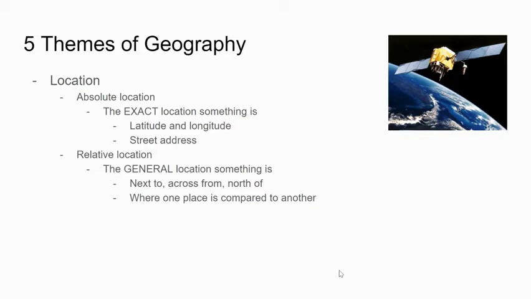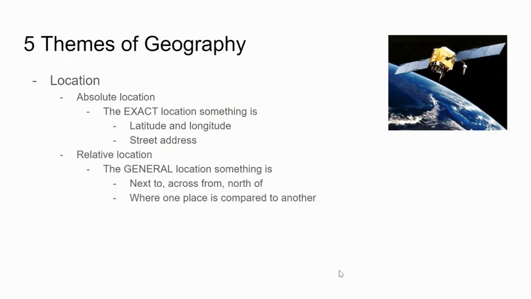So we can use latitude and longitude. So our GPS, like the GPS in your phone, uses latitude and longitude to find an exact place of where you are and the exact location of your destination. We're going to learn more about latitude and longitude later in this unit. But the other way of talking about absolute location, or the exact location, is a street address. You know exactly what street and where on that street to go.